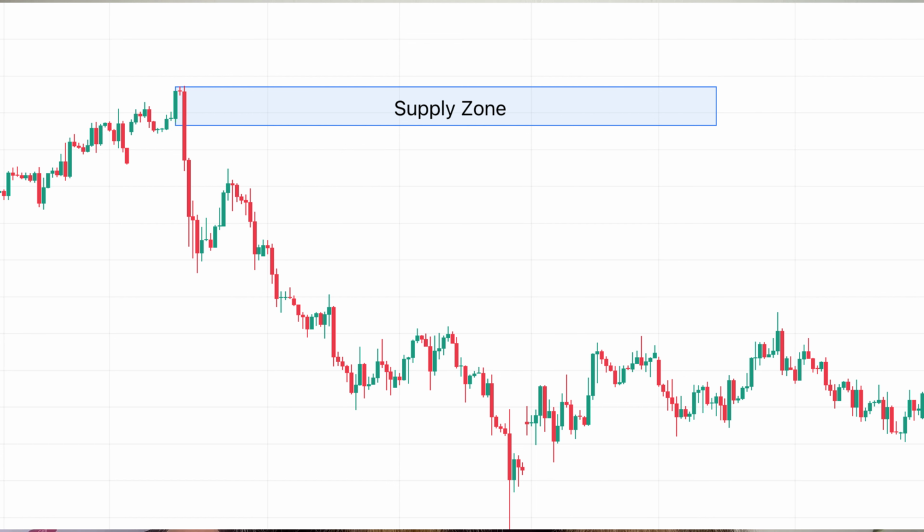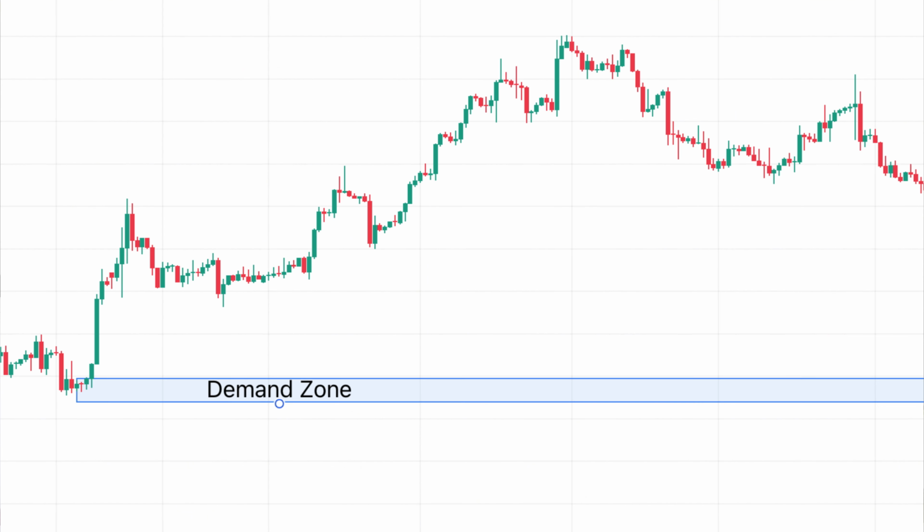So as you can see here, this is a supply zone where selling pressure exceeds buying pressure and it causes the price to drop. And it often acts as potential resistance when it's revisited. If we look at this demand zone, this is where buying pressure outweighs selling pressure and it causes prices to rise. And it tends to act as support in the future.